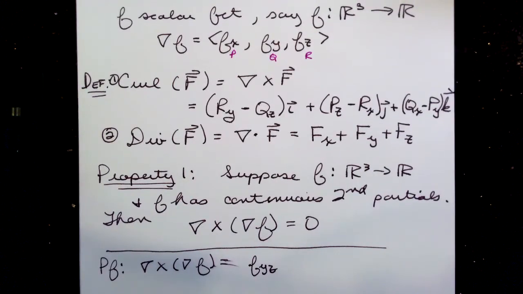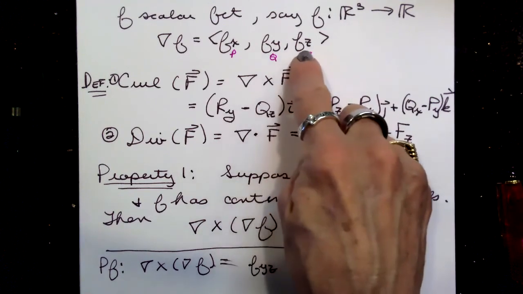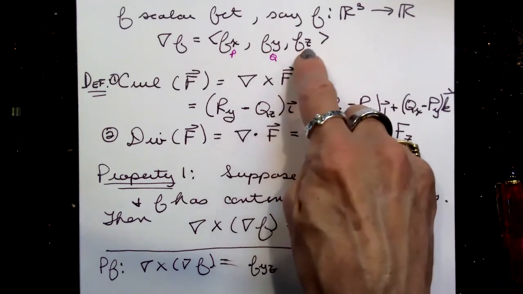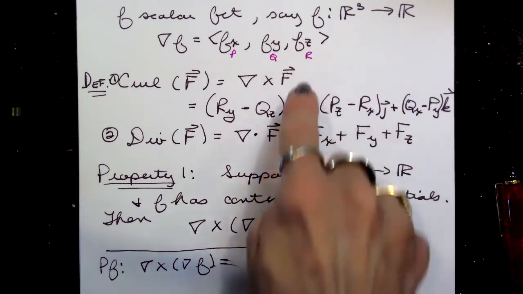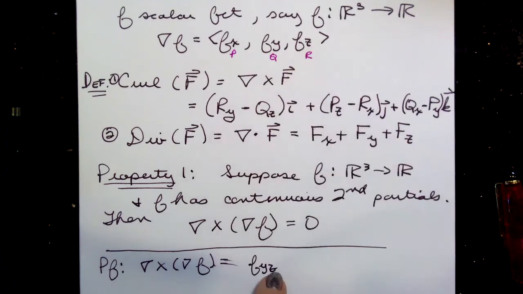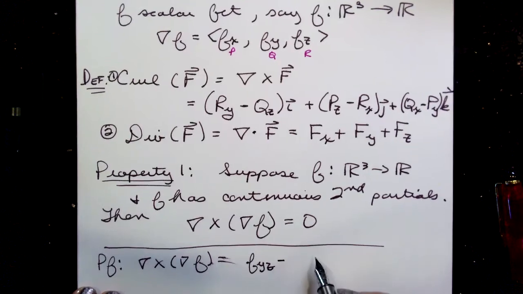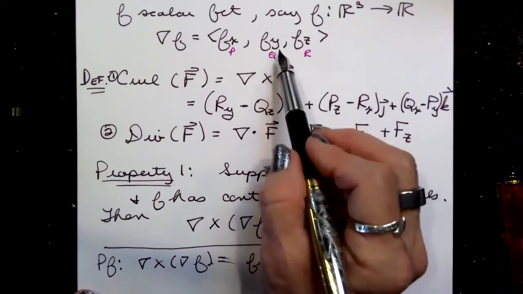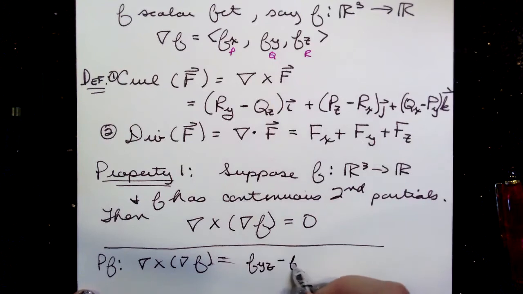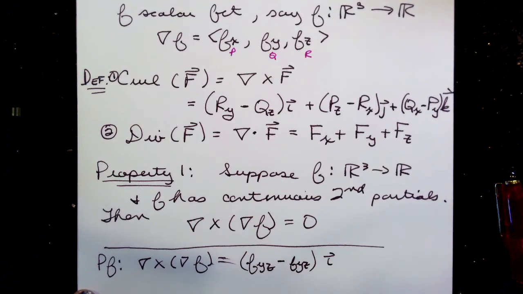So I take R sub y, that's f sub z sub y, but that's f sub y sub z by Clairaut's theorem because the partials are continuous. And then I have to subtract, now I just keep going in the same manner, minus Q sub z, which is f sub y sub z, times i. So clearly that first component of this curl is 0.